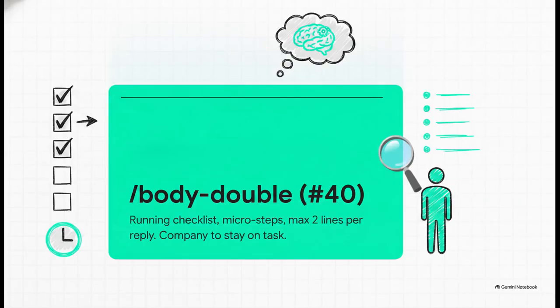And hey, if you need some company to stay on task, the slash body double command transforms Claude into a relentless, low-chatter accountability partner. You work, and every single time you update the chat, Claude simply checks off a running list and gives you the next micro step in 2 lines or less. It's highly structured focus, totally on demand.